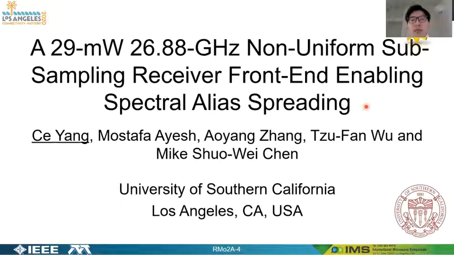Hello everyone, I'm Si Yang from University of Southern California. Today I will introduce a 29 milliwatt, 26.88 GHz non-uniform subsampling receiver front-end, enabling spectral alias spreading.